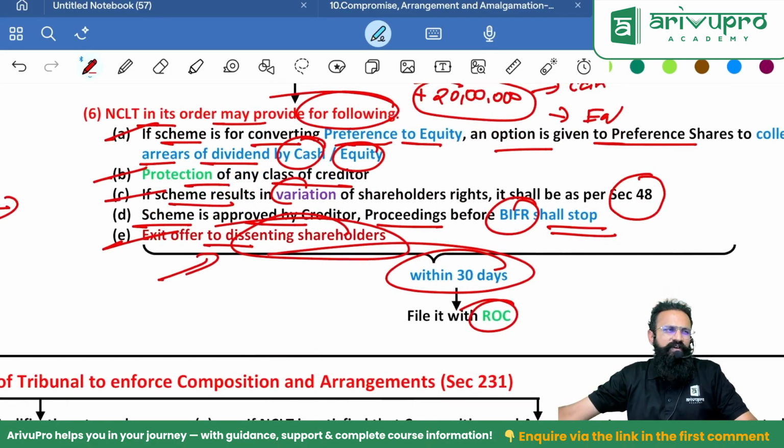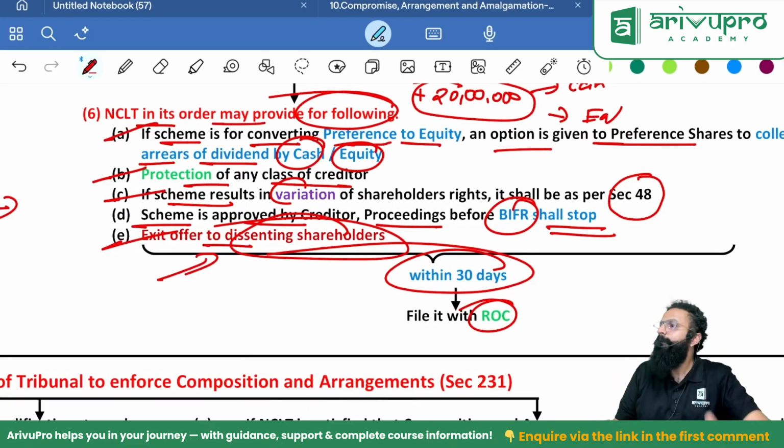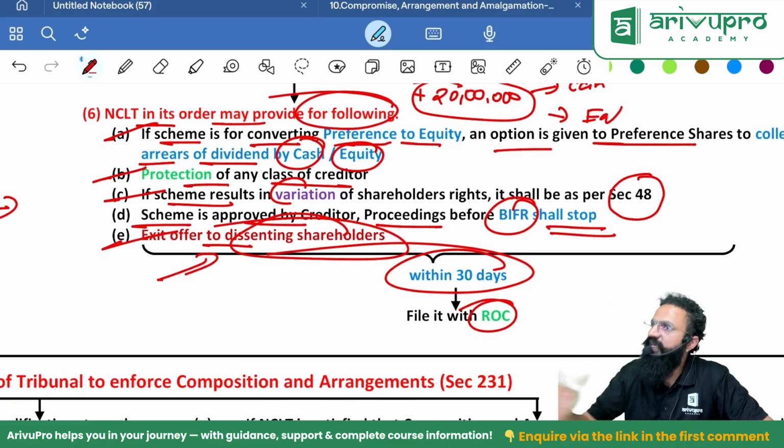Next one, sir, exit offer for dissenting shareholders. Within 30 days of the positive order, the NCLT order will be forwarded with the company to the ROC. Understood? Now, sir, this is the approved scheme.